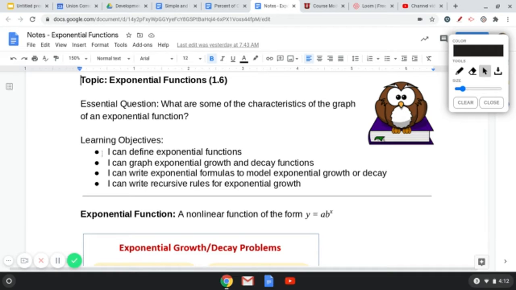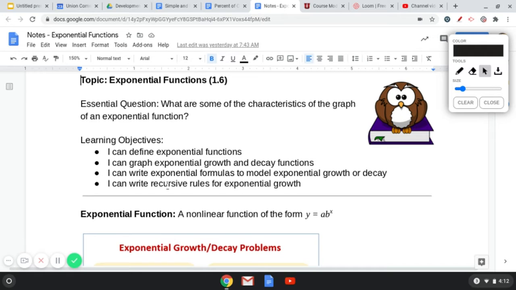So our learning objectives are, I can define an exponential function. I know how to write it. I know what it is. And we can graph exponential growth and decay functions. So sometimes we have exponential growth, and then sometimes we have exponential decay. What do those look like? And now I can write exponential formulas to model exponential growth or decay. And lastly, I can write recursive rules for exponential growth.